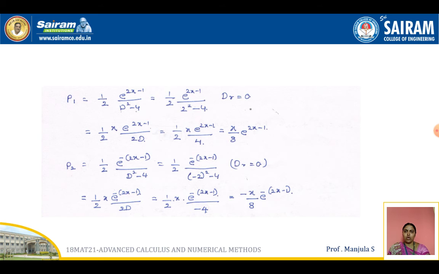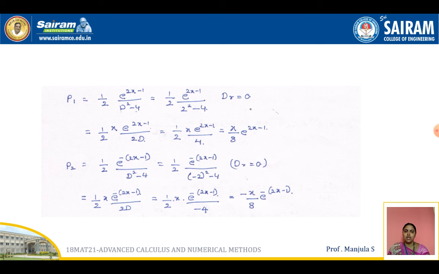The first one: 1 by 2 times e to the power (2x minus 1) divided by D square minus 4. Because of the exponential term, replace D by a, here 2. After replacing, the denominator will become 0, so we'll apply the ordinary rule. After small simplification, we are getting particular integral 1 as x by 8 e power (2x minus 1). Similarly, particular integral 2 also we have to find out.